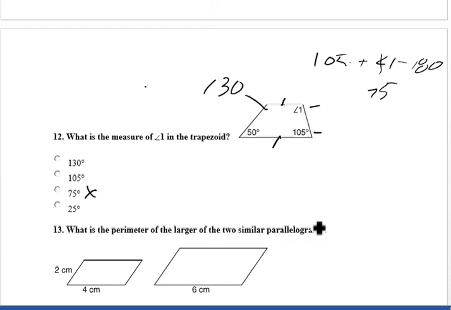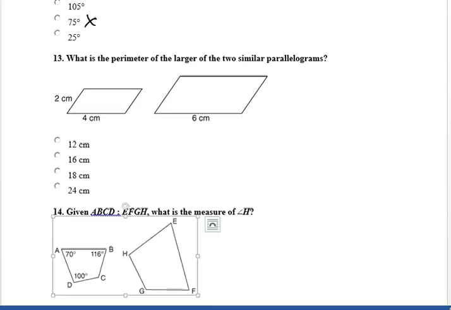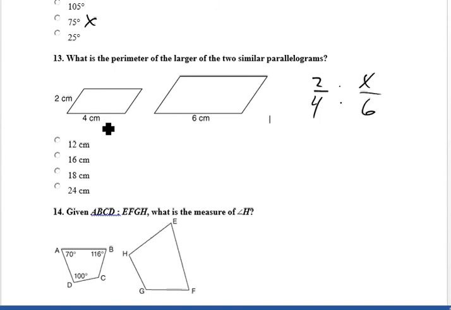We're already to 13. What is the perimeter of the larger of two similar polygons? That means they're proportional, like models. Okay, so I'm going to put the side over the bottom over here. So 2 is to 4 as x is to 6. Because see, the same here, this and this. So we have them in the same order.